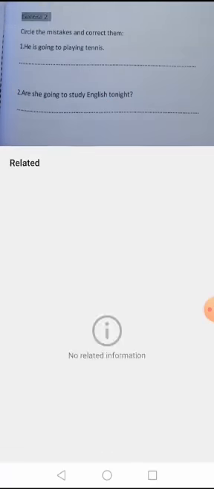So the next one. Are she going to study tonight? Are she? Is that right? No, it is not right. Here we have she, and with she you have to use is, not are. So where is the mistake? وين الخطأ؟ Are. You can't use are with she. Are is incorrect. So you have to use what? Is. Why? Because we have she. And with she you have to use is. Is she going to study tonight? With she you have to use is, not are.